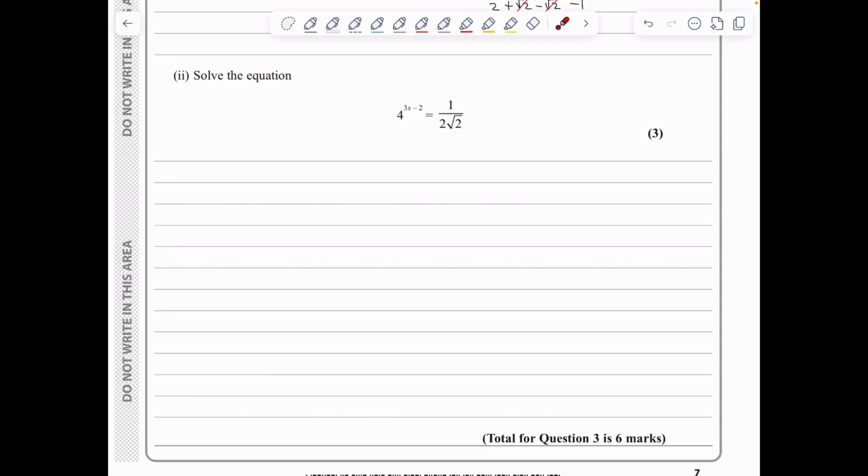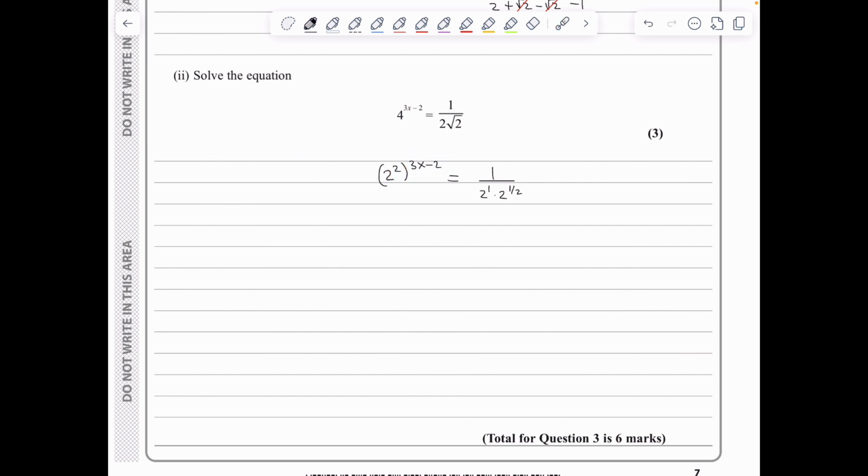In part 2, we need to solve the equation 4 to the power of 3x minus 2 is equal to 1 over 2 root 2. So the idea is to express everything as a power of 2. So 4 is 2 to the power of 2, and this is raised to the power of 3x minus 2. And on the right hand side, we've got 1 over 2 times 2 to the half. Now we know that when we've got a power raised to a power, we multiply the indices together.